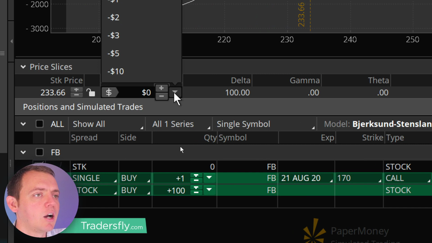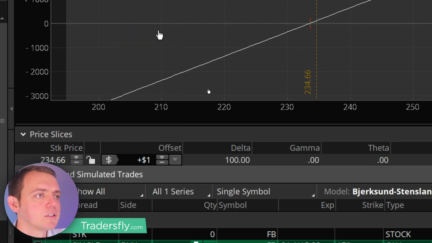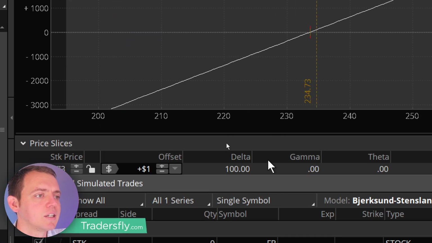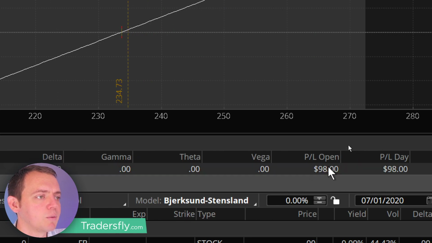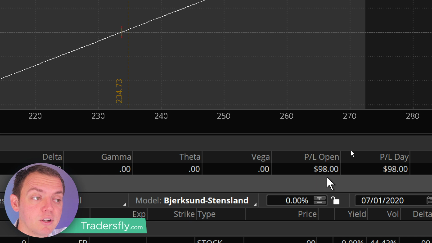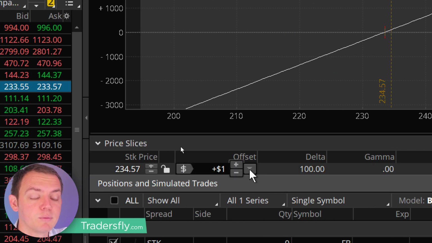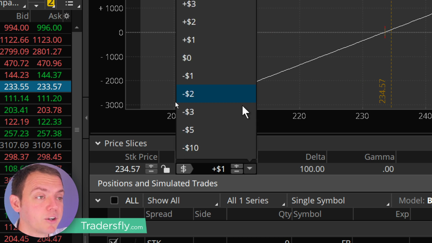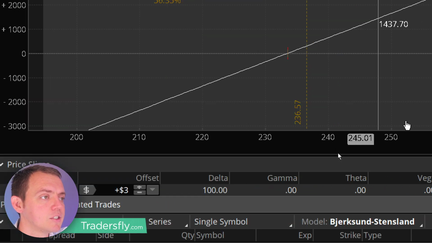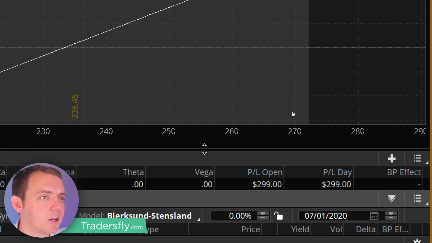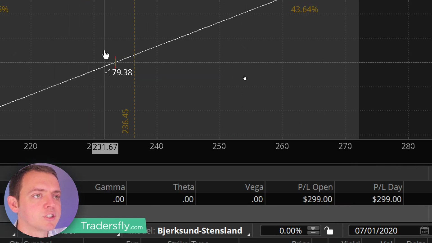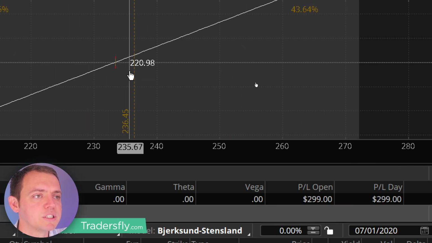Let's say this thing goes up $1. Well, I move that price slice, goes up $1. How much do you make? You make about $100, right? We were down 2, and then you make your 100. So there you go. You make $100. Let's say it goes up 3. Well, think of it. 3 times 100, you make about $300, right? So here, there it is, $300. It went up $3 from where you started the position.